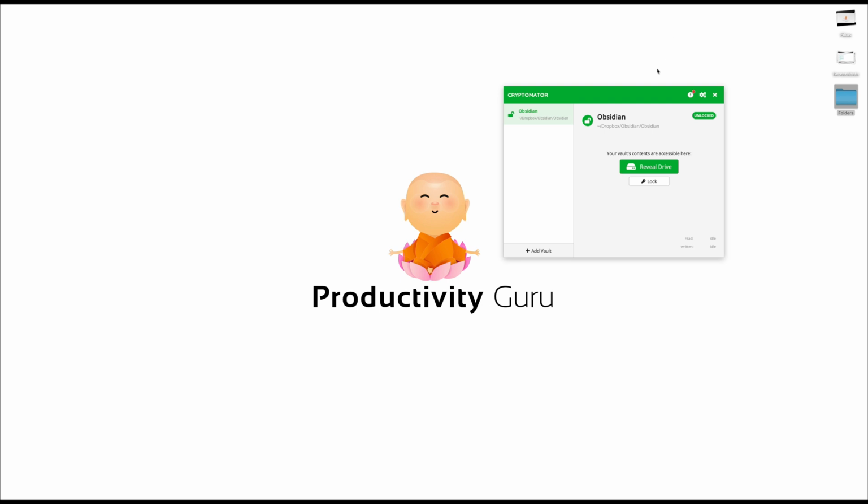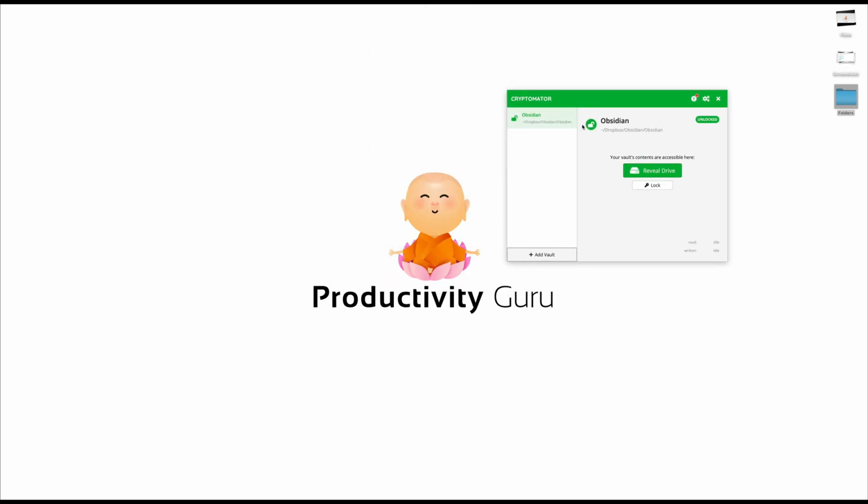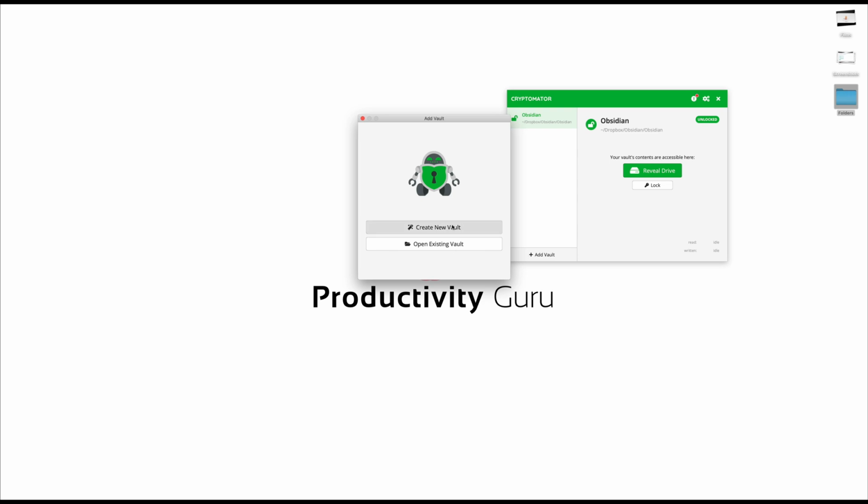Alright, let's proceed further. As you can see, I already have a vault which is unlocked, but it's encrypted. Let's create another one. You just have to click Add Vault, Create New Vault. Let's give the vault name Example. Click Next. Now, I'll select Dropbox. As you can see, it's going to be put on this Dropbox/example. I'll click Next. Now, I'll just put in a password.